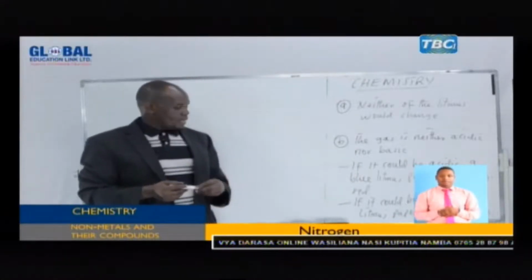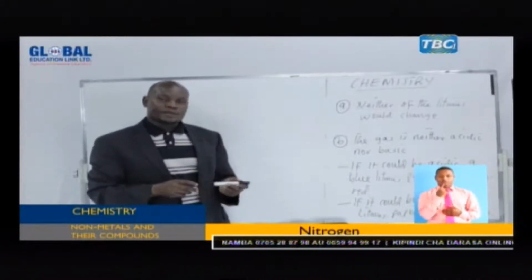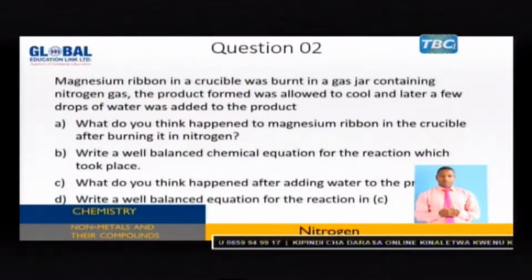So my dear students, let us go now to question number 2. Question number 2 is that a magnesium ribbon in a crucible was burnt in a gas jar containing nitrogen gas. The product formed was allowed to cool, and later a few drops of water were added to the product. Now, A, what do you think happened to the magnesium ribbon in the crucible after burning it in nitrogen?